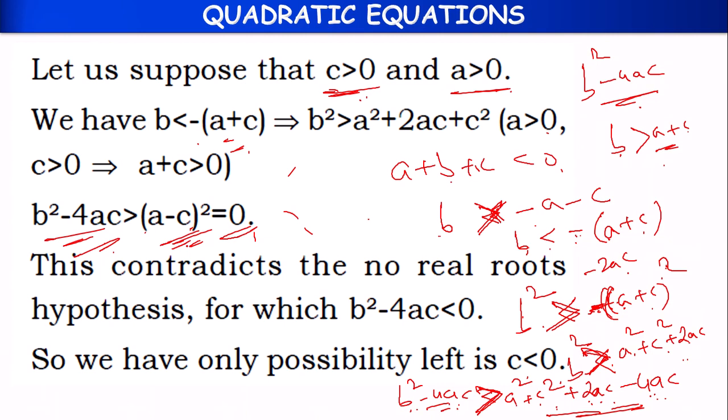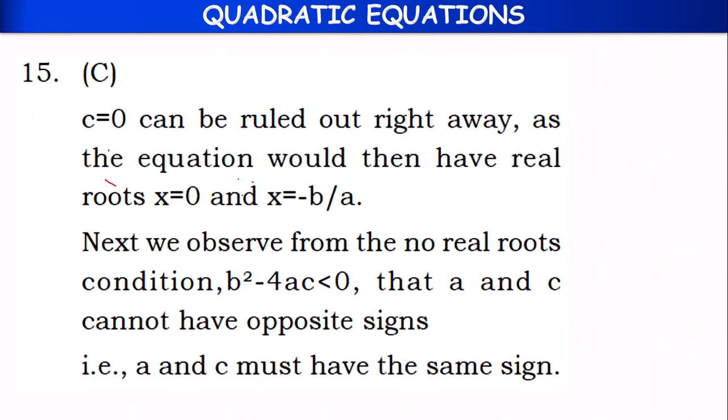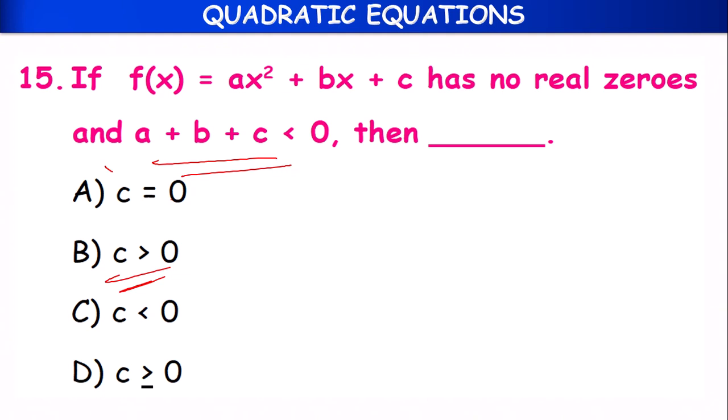But A minus C whole square means it is a square number. It will always be equal to or greater than 0. So here the discriminant we are getting is greater than 0. So the roots will not be real. So this option B is also wrong.